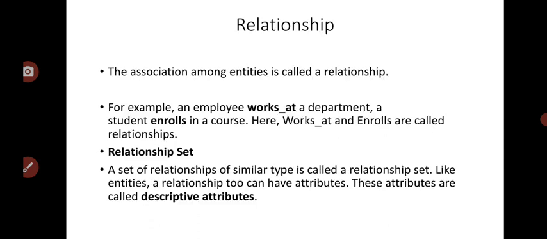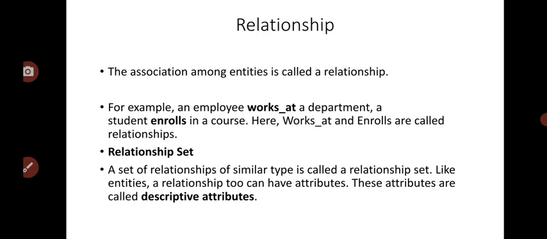Relationship. The association among the entities is called a relationship. For example, an employee works at a department. A student enrolls in a course. Here the works at and the enrolls are the relationship names that will be represented for different entities.